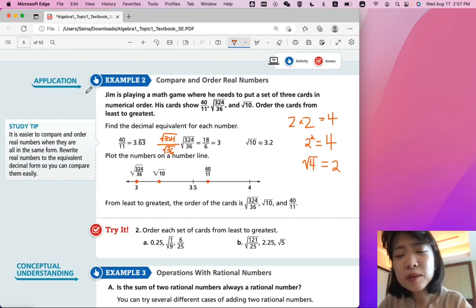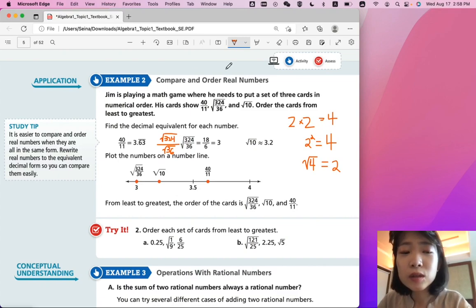And how do you simplify square roots? How do you know what numbers would multiply by itself to get 324? You know that 10 times 10 is 100. So comparing your numbers, 100 and 324, 324 is greater than 100.